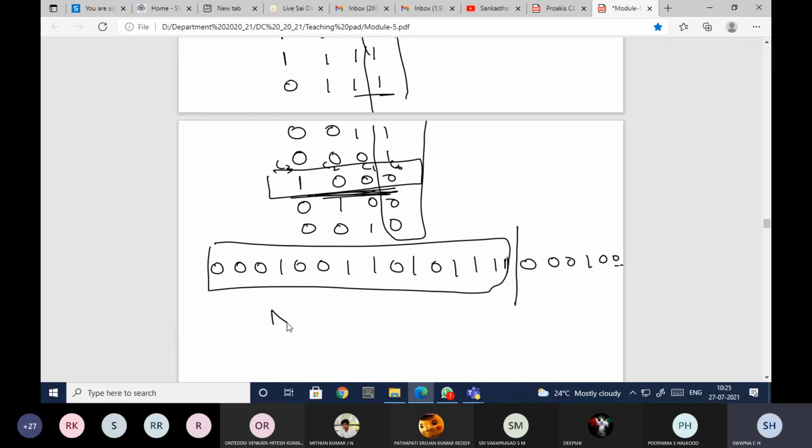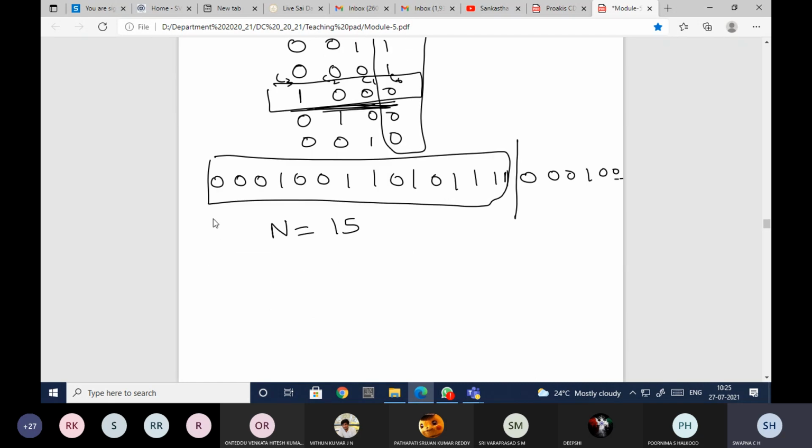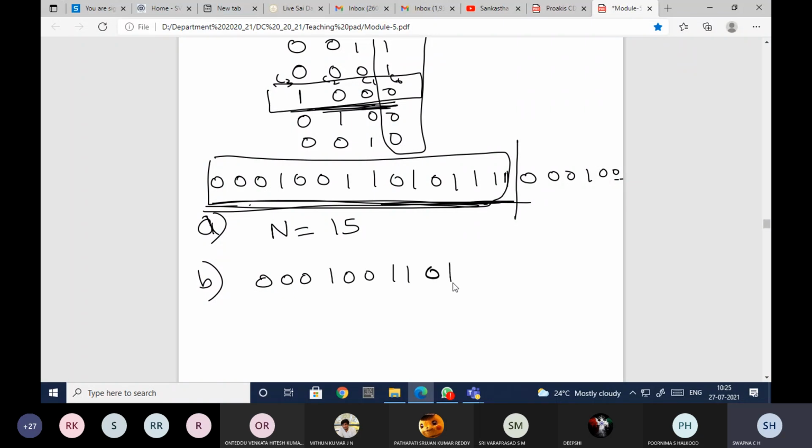So the fundamental period of this PN sequence is 1, 2, 3, 4, 5, 6, 7, 8, 9, 10, 11, 12, 13, 14, 15. N is equal to 15. And this is the answer to the first question, A. For B, he is saying that you need to take the length of the sequence in one period. So we can take only this much: 0, 0, 0, 1, 0, 0, 1, 1, 0, 1, 0, 1, 1, 1, 1. So this is the PN sequence in one period.